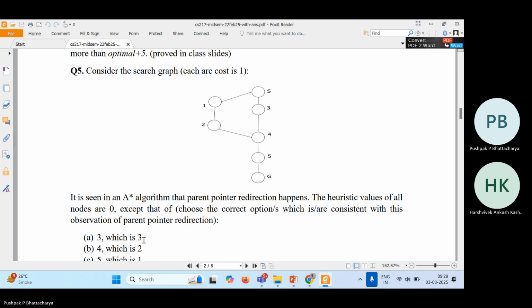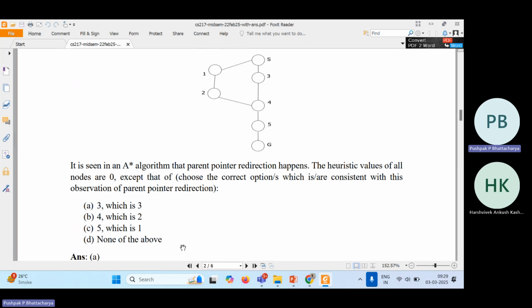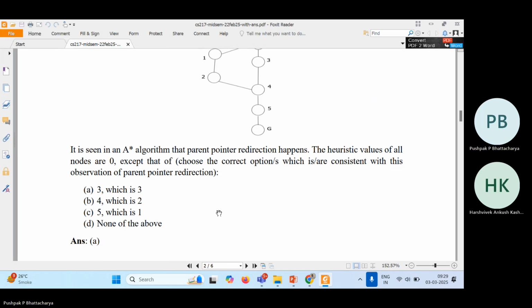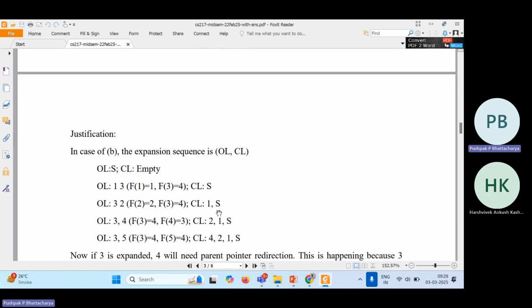Okay, so some of you have given the answer as 4 and 5. You have marked 3, 4, 5, all of them. Okay, because it doesn't matter whether 4 has a value of 2 and 5 has a value of 2. It doesn't matter. I'll consider that answer, but a clean proper answer is A. Okay, because 3 cannot come into the open list before 1 and 2. So if you have questions, etc., just send mails. Okay, we'll surely consider this.